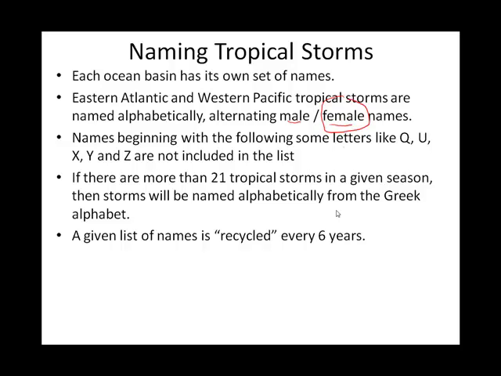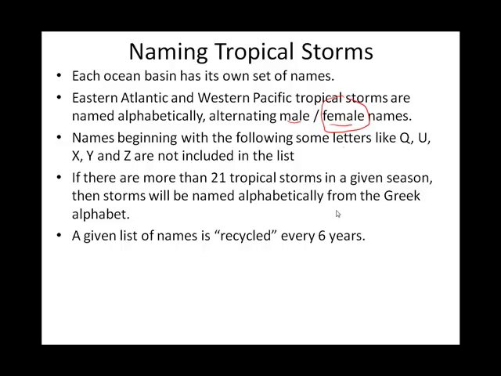And I didn't know this either. Did you know that actually there are 6 lists of names, of 21 names, alternating female, male, and that we recycle those every 6 years. I'm going to show you the list here in a minute.